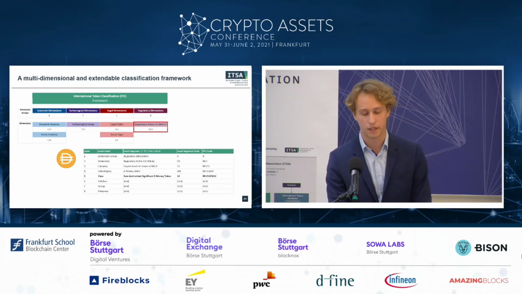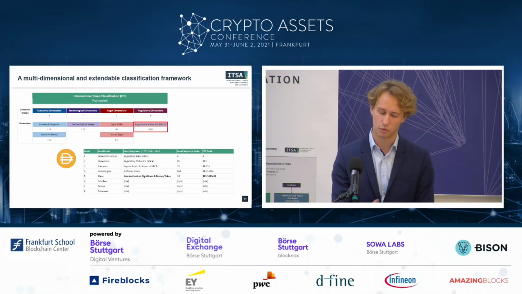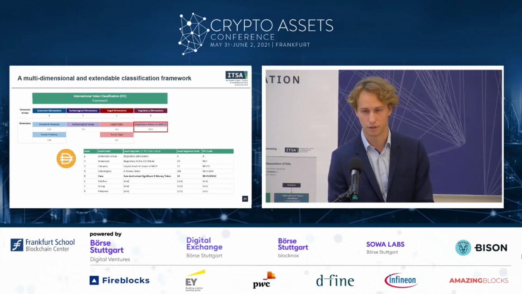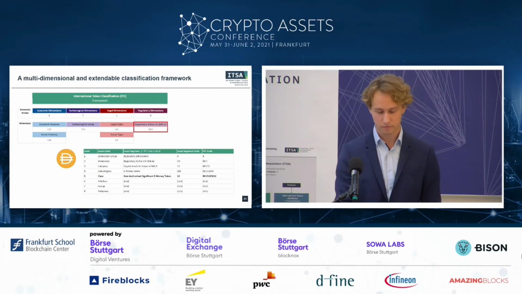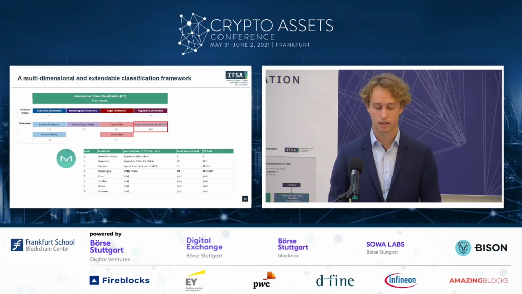So the DAI would be a non-authorized significant e-money token. Non-authorized because MiCA is very strict on which tokens would be authorized and which are non-authorized. Nonetheless, it's a significant token because it has a significant market cap and it's one of the most well-known stablecoins right now. The Maker token is then simply a utility token according to MiCA.